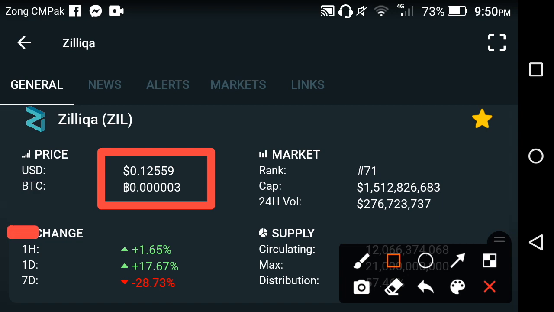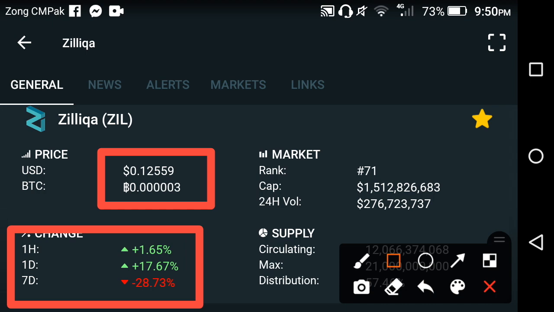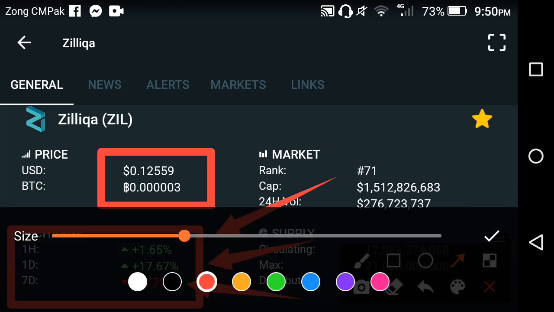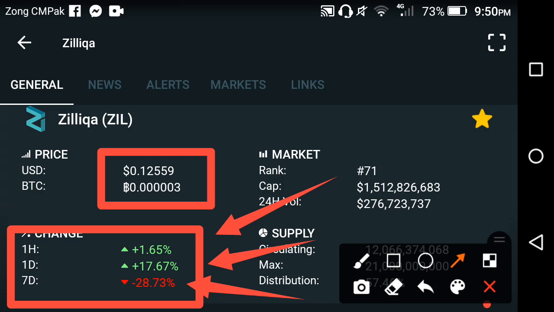You can see here, if you look at the price changes in Zilliqa, absolutely the last 1 hour price change is positive. Last 1 day price change is positive, but as you can see here, the last 1 week price change is still negative. That means previously Zilliqa fell very badly, but from yesterday the price again started moving upward. So I'm very happy, and that's why I want to congratulate all Zilliqa holders, my friends.